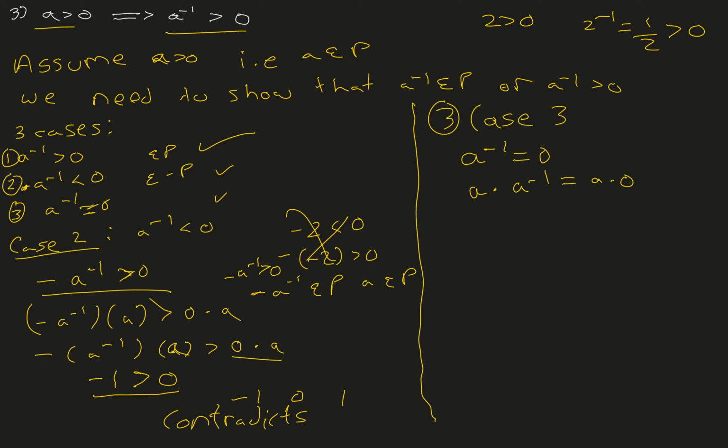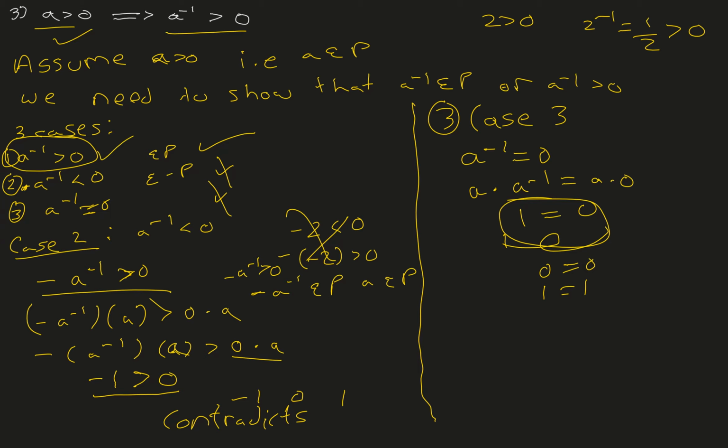By multiplicative inverse, we still get 1, and A dot 0 is of course 0. So this is another contradiction. This is another strange thing which is happening. How can 1 be equal to 0? Only 0 is equal to 0 and only 1 is equal to 1. So case 2 is wrong, case 3 is wrong, which only leaves case 1 to be right by OT. So A inverse is indeed greater than 0.